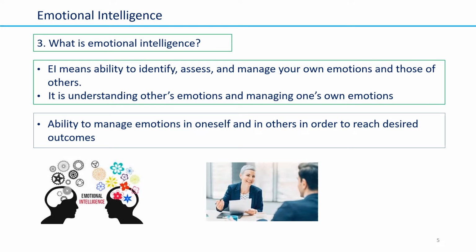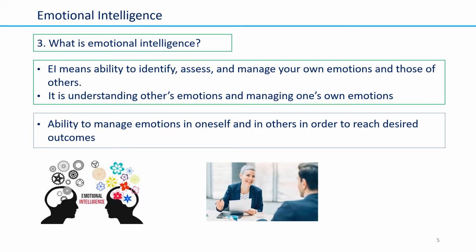Let us understand again what is emotional intelligence. EI means your ability to identify the emotions, assess the emotions, and manage the emotions of both yourself as well as other people. So EI means your competency to identify, assess and manage your own emotions and those of others. It is understanding others' emotions, and you can manage your own emotions as per the situation.